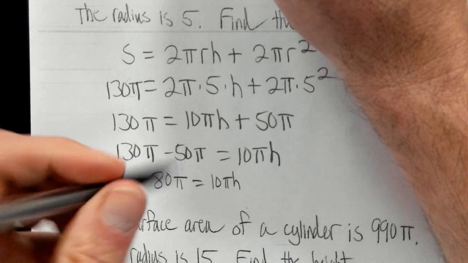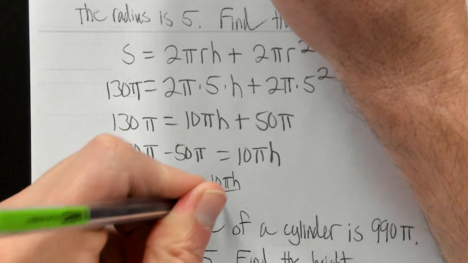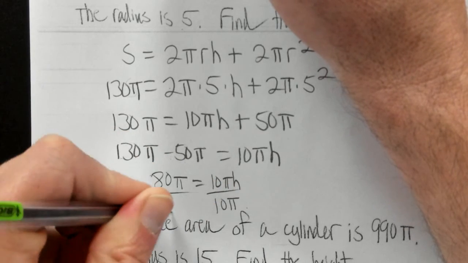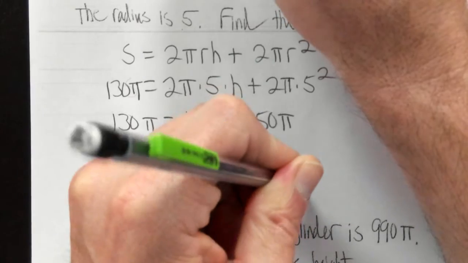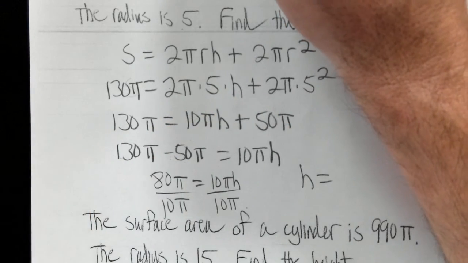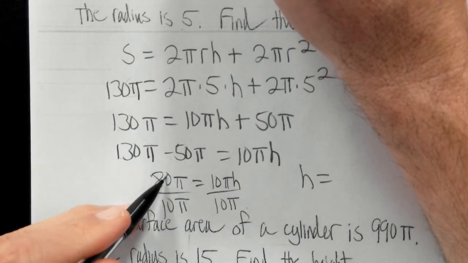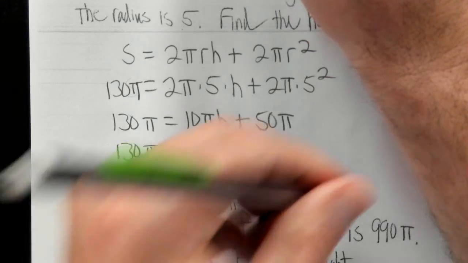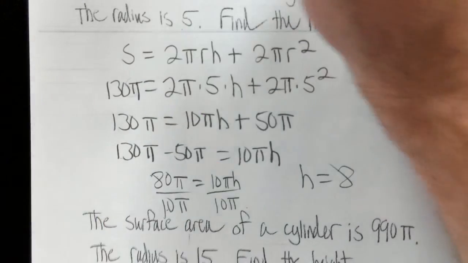And so now we're ready to divide. 10 pi here, 10 pi here. So that leaves me with h equals, which is what we're looking for, the height. And pi cancels. 80 divided by 10. My height is 8. All right.